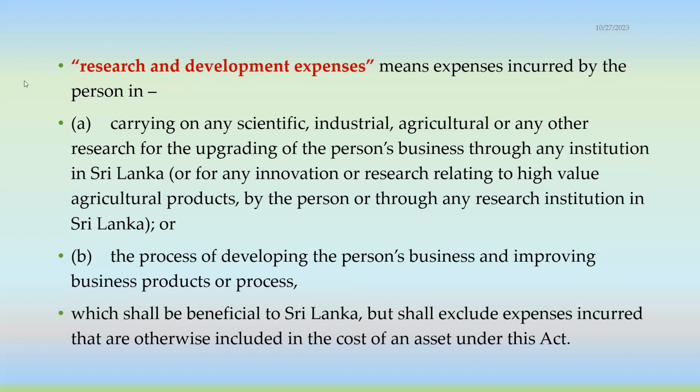That means capital nature expenses also can be allowed as a deduction, but if that amount is used to purchase an asset, and the cost of that asset is considered in any other way in this act, that kind of expense is not allowed as a deduction under section 15.